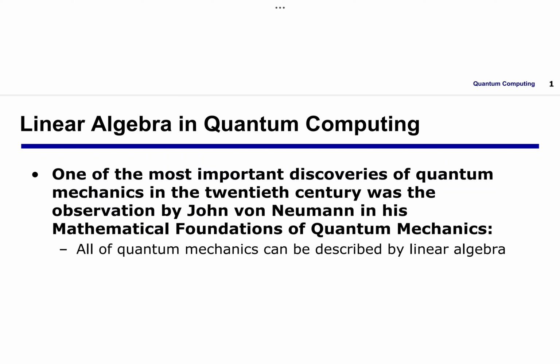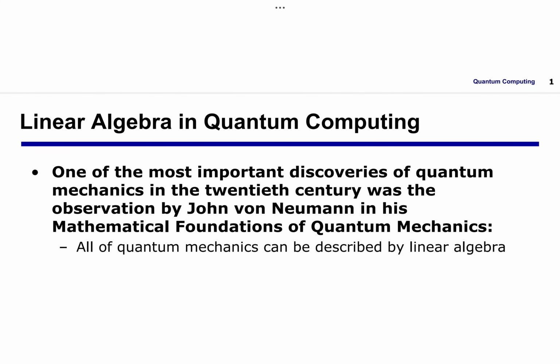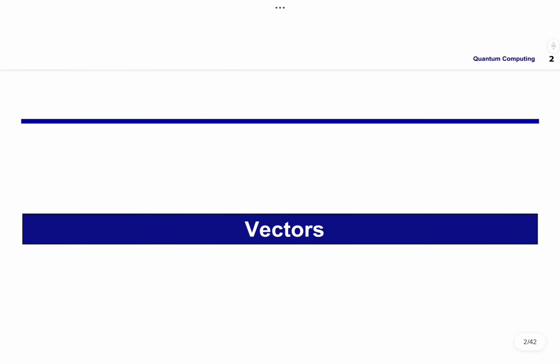Someone said that one of the most important discoveries in quantum mechanics in 20 years was Albert Wolnam's mathematical foundation, which can be described by linear algebra. All of it can be described because of Heisenberg's masterpiece work.